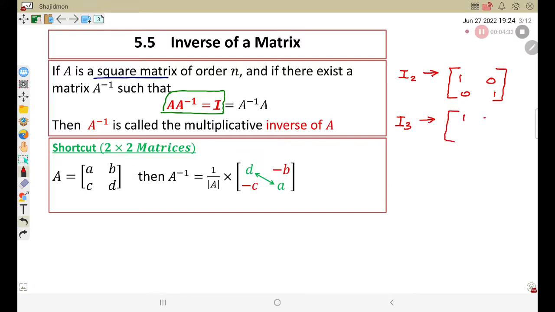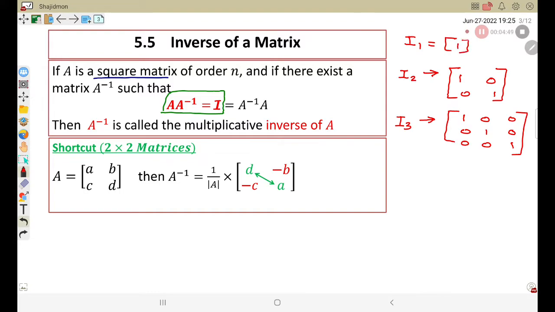That means [1, 0, 0; 0, 1, 0; 0, 0, 1], correct? This is the identity matrix of order 3. Okay, same like we can extend. What is the identity matrix of order 1? That is matrix [1], correct?